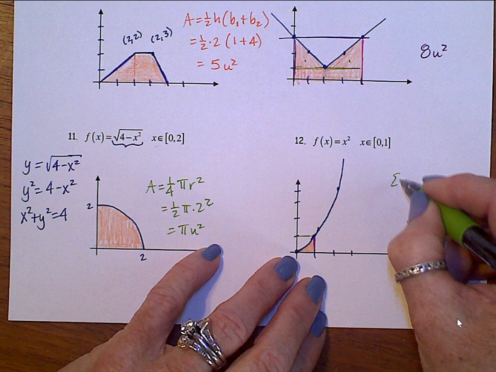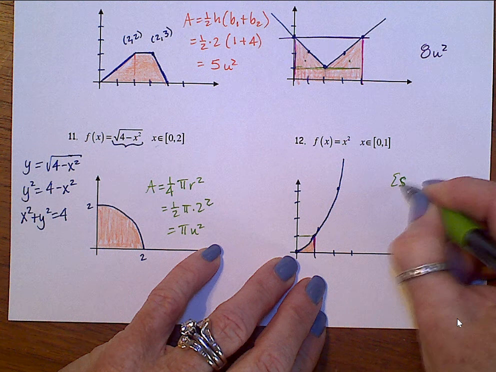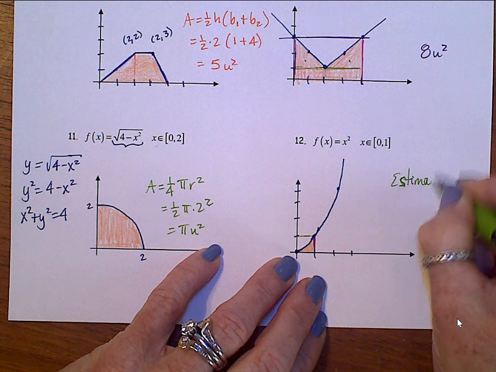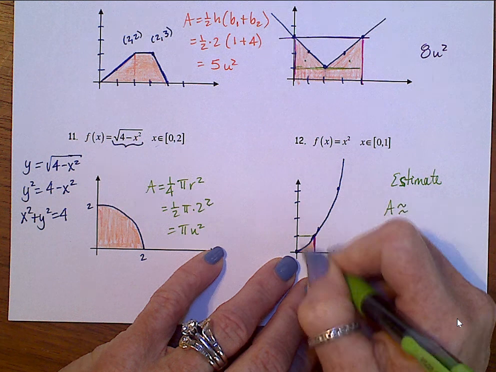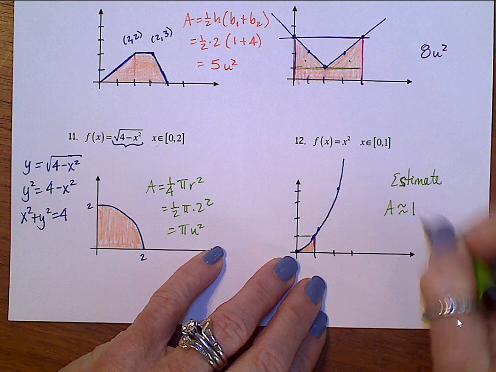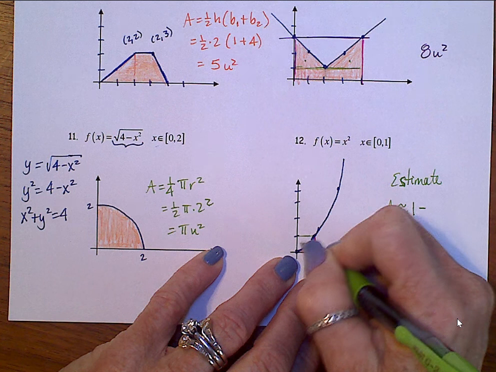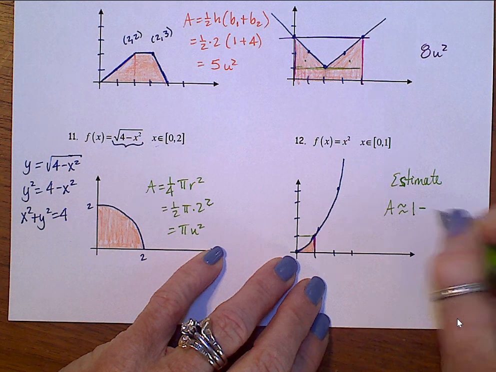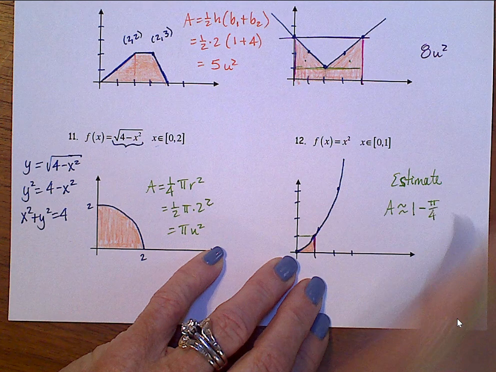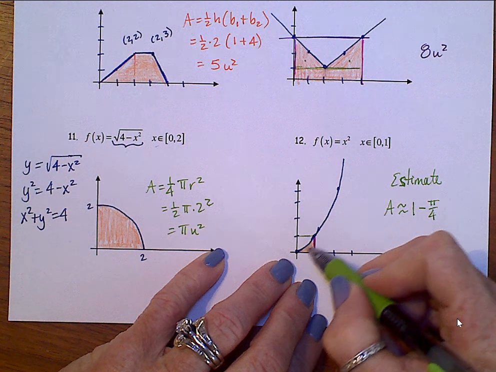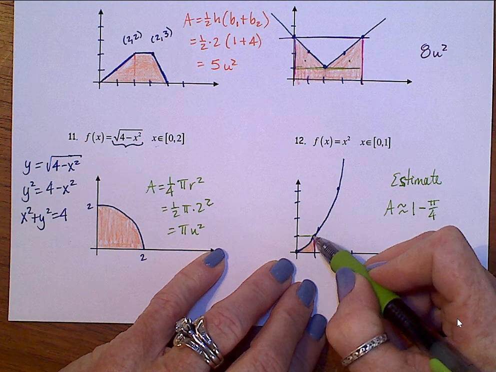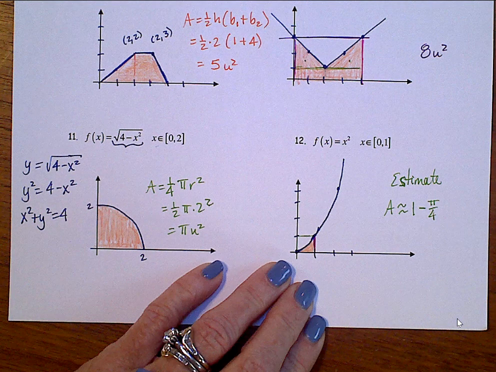We can only find an estimate here, and that estimate for that area is approximately 1 for that square minus the area of that quarter circle, pi over 4. Again, we can't get that exact value because the curvature here on this parabola is not the same as the curvature on a circle.